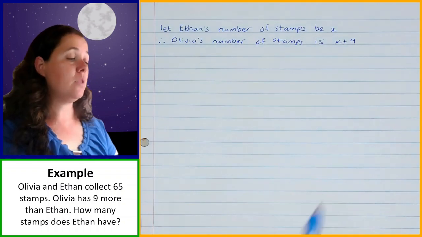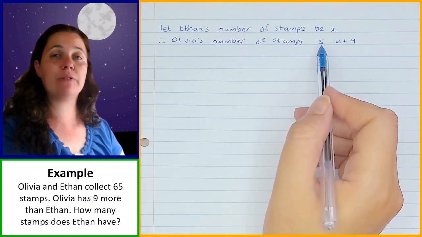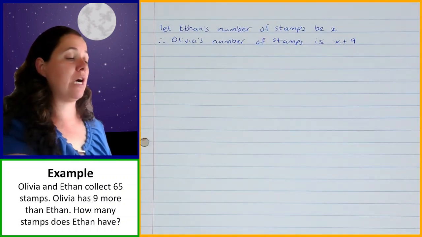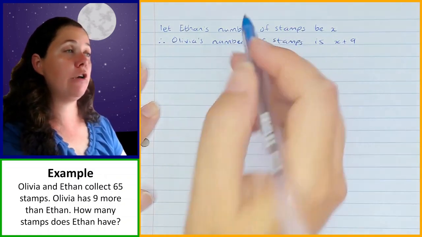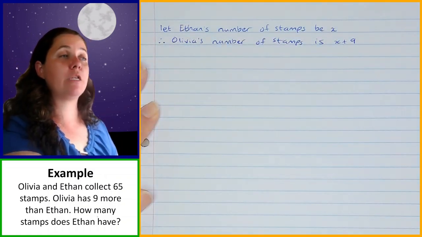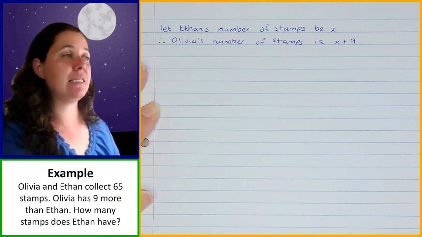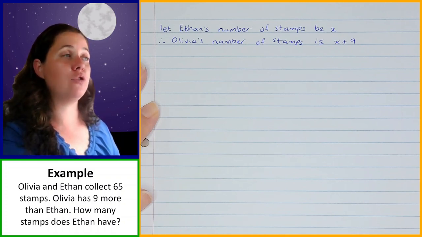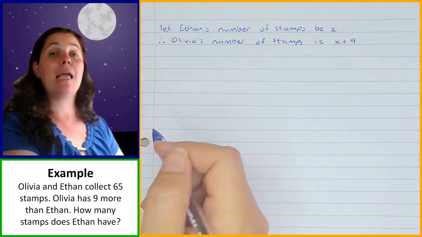Okay, so once I've written down what Olivia's amount of stamps is and Ethan's amount of stamps both in terms of x, I can now go and use that to work out how many stamps Ethan has. Okay, so now I'm going to go back to the word problem. I'm going to see what information I haven't used yet. And that is over here. I haven't used the total number of stamps at all. I have used this information. I haven't used that.